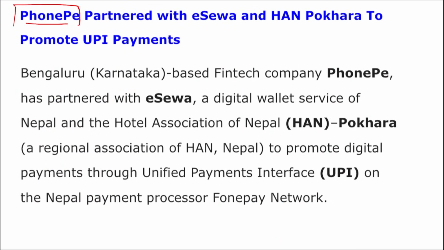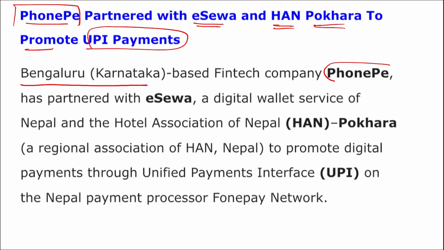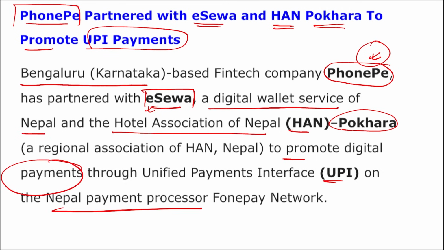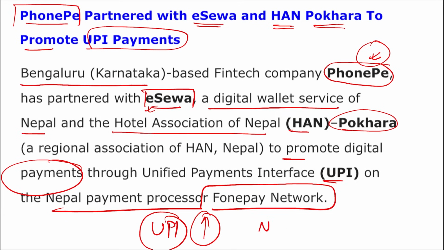Next is PhonePe. PhonePe partnered with eSewa and Hotel Association of Nepal, Pokhara to promote UPI payments. I repeat, Bengaluru, Karnataka based fintech company PhonePe has partnered with eSewa, a digital wallet service of Nepal, and Hotel Association of Nepal, Pokhara, correct? It is to promote digital payments through UPI on the Nepal payment processor PhonePe network. So basically in simple terms, in order to enhance the usage of UPI in Nepal, this partnership was done between PhonePe and eSewa, so that on the PhonePe network in Nepal we can see more and more usage of UPI.